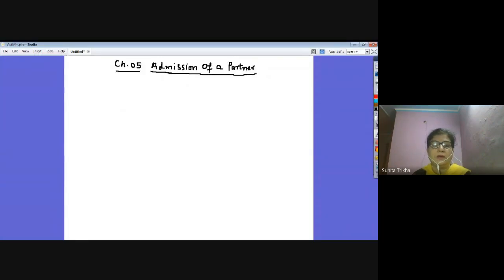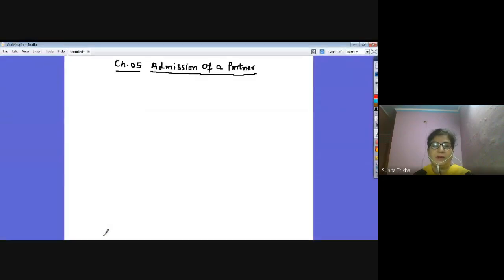Hi, today we will do admission of partner. At the time of admission of partner, the first effect will be on change in profit sharing ratio. So first we will calculate how to calculate the new ratio at the time of admission of partner.